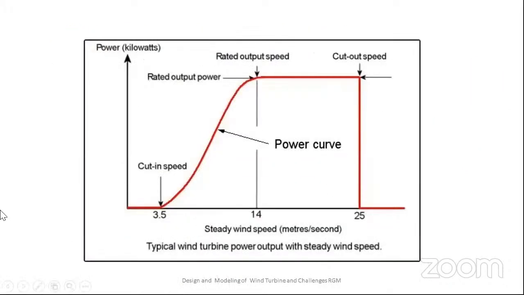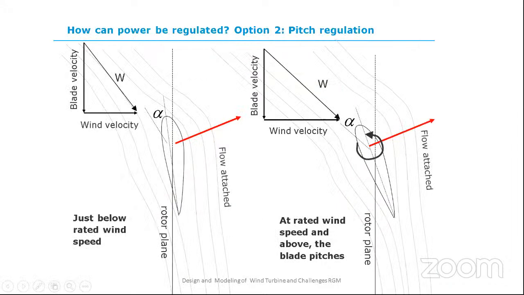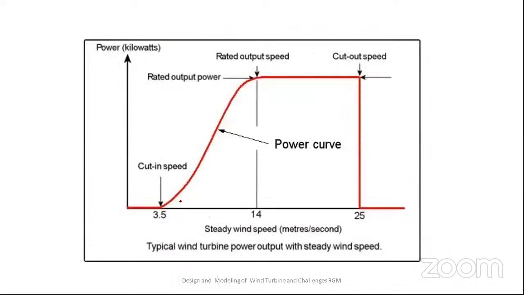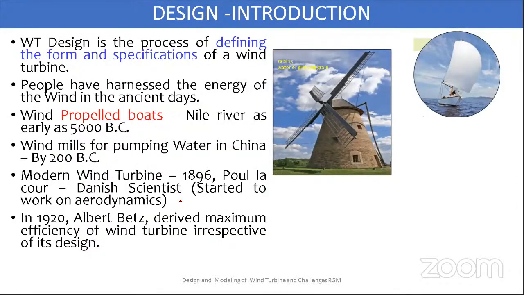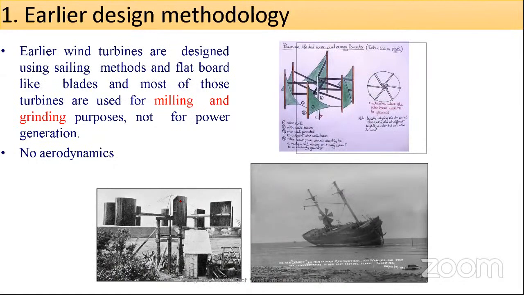Yes, sir. So this we have seen there. This is how power can be regulated. So this is the flow is attached. When the wind speed increases, the flow is detached. So that will happen. So this is the growth of wind turbine size. Now it is there in many sizes. Then now we'll come back to the design.